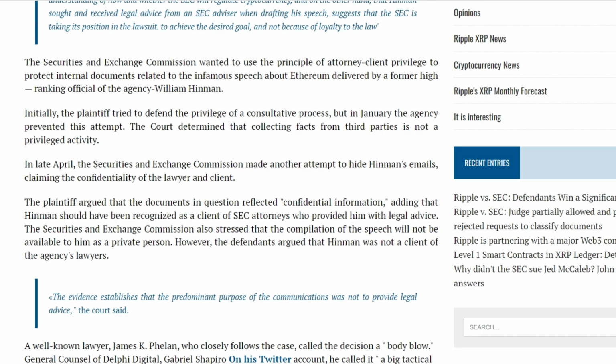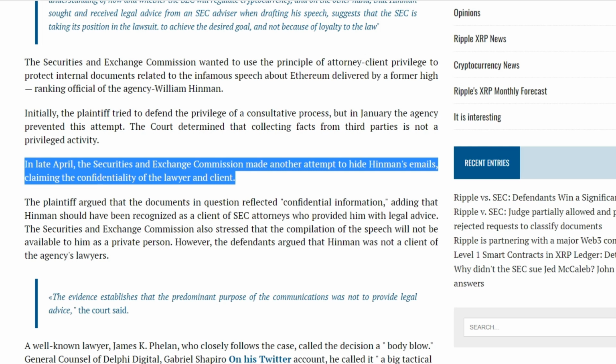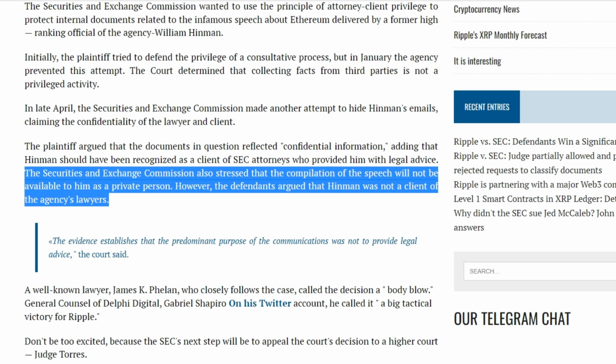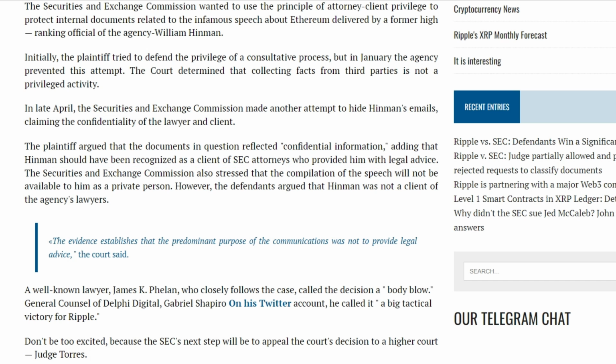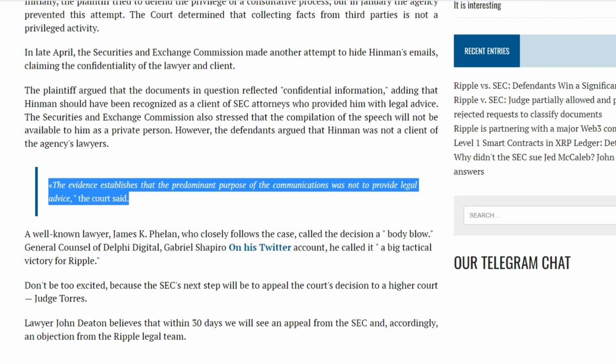The plaintiff argued that the documents in question reflect confidential information, adding that Hinman should have been recognized as a client of SEC lawyers who gave him legal advice. The Securities and Exchange Commission also stressed that the drafting of the speech would not be available to him as a private person. However, the defendants argued that Hinman was not a client of the agency's lawyers. The evidence establishes that the predominant purpose of the communications was not to provide legal advice, the court said.